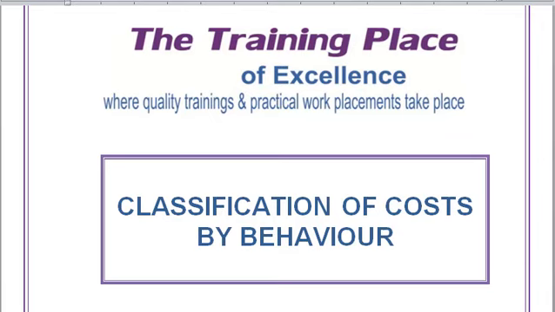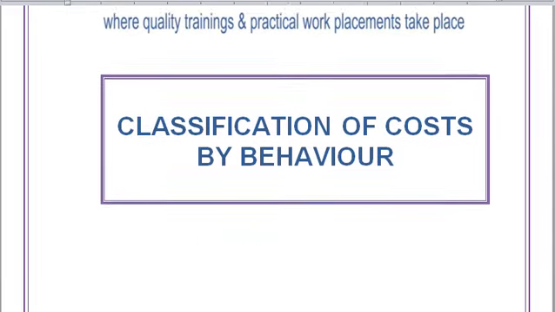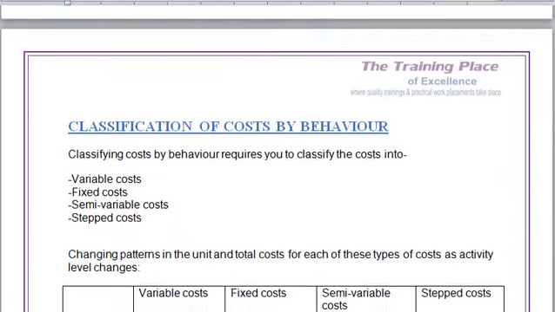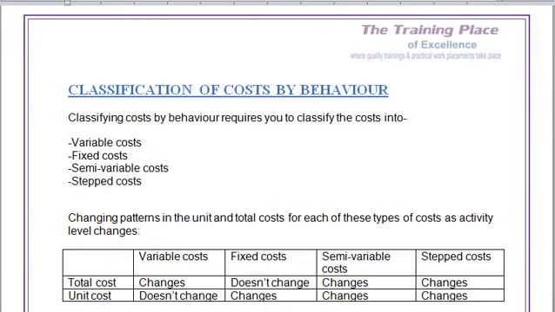Hi there. This is a teaching on classification of costs by behavior. Classification implies where you would classify each of your costs and what type of cost you will call that cost you may have incurred. Classification by behavior requires us to classify the costs as variable costs, costs that change as your activity level increases. And when we say cost that changes, we are literally saying that the total cost will change.